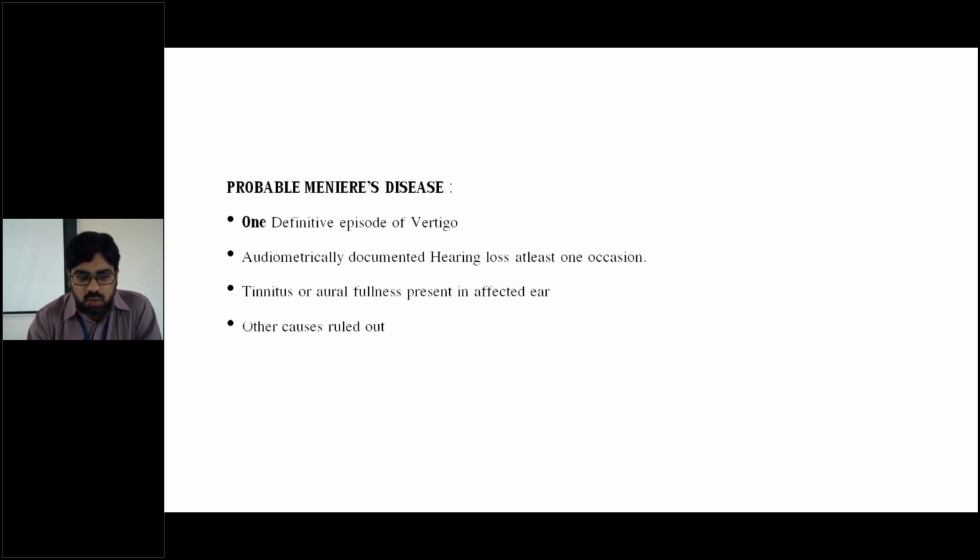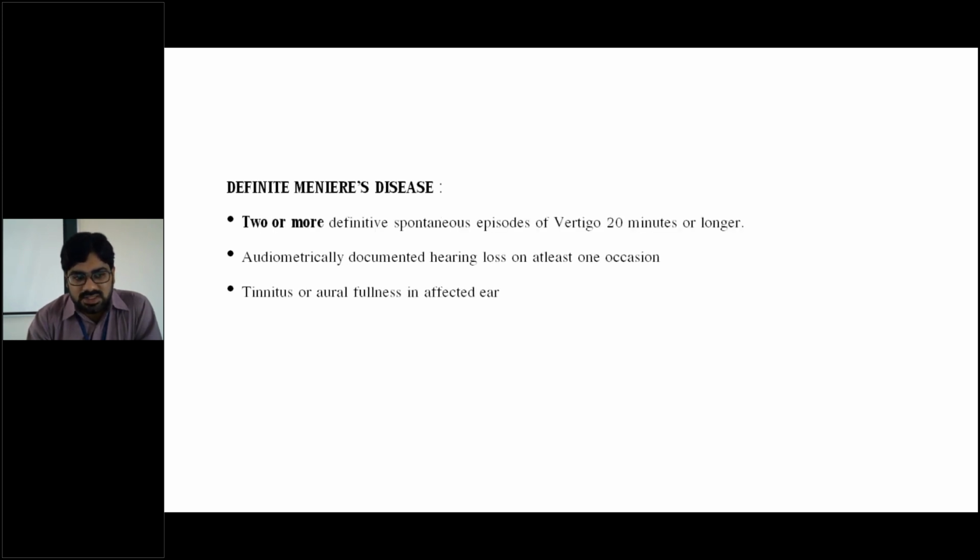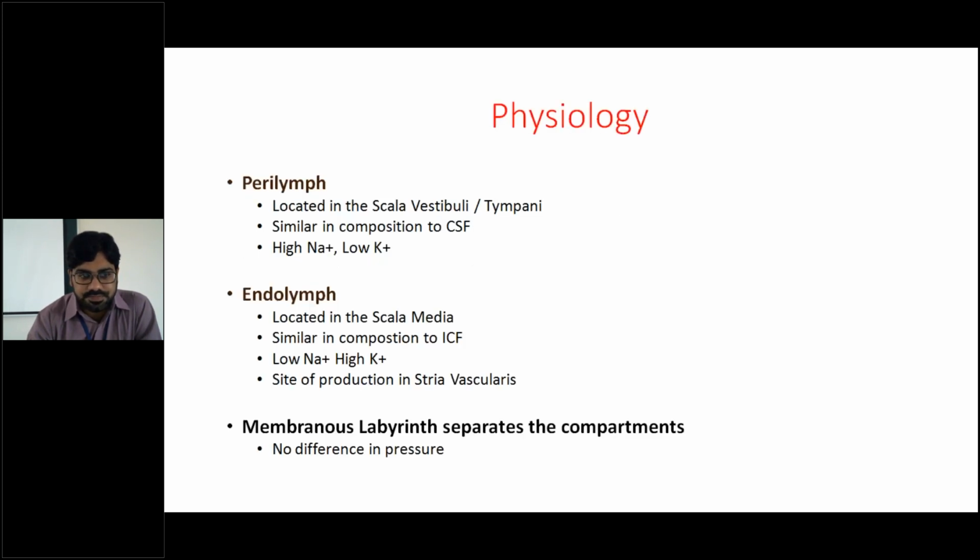And what is a probable one? At least one definitive episode of vertigo, and audiometrically you need to document hearing loss at least once, and tinnitus or aural fullness may be present, with other causes excluded. That will be a probable. Whereas definitive is two or more definitive spontaneous episodes of vertigo lasting 20 minutes or longer. So if the patient has vertigo episodes of around 20 minutes or longer, two or more episodes in history, with audiometrically documented hearing loss on at least one occasion, along with tinnitus and aural fullness, then it's a definitive one. So possible, probable, and definitive. This was the criteria.